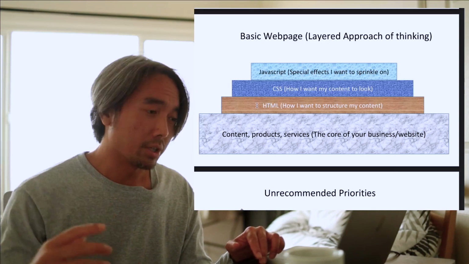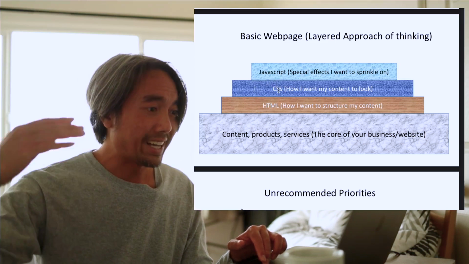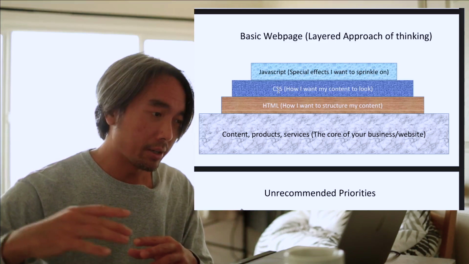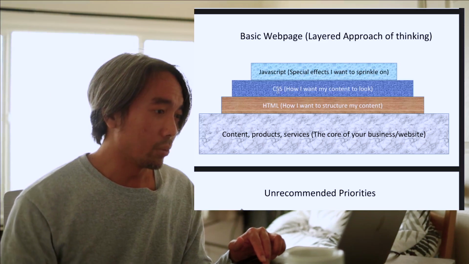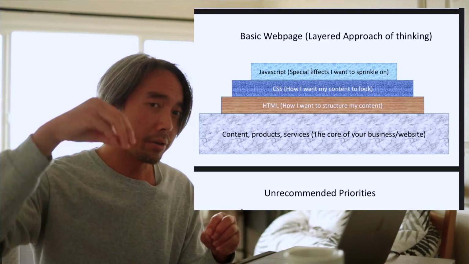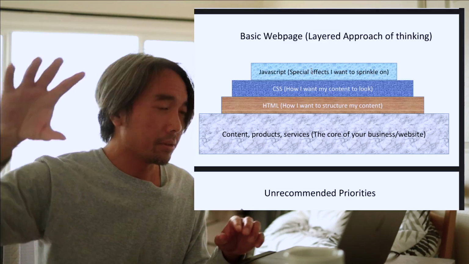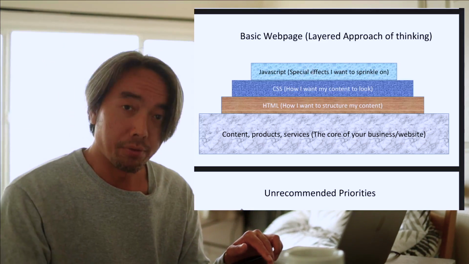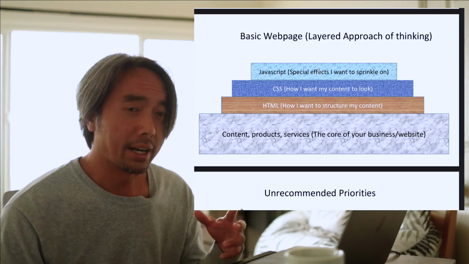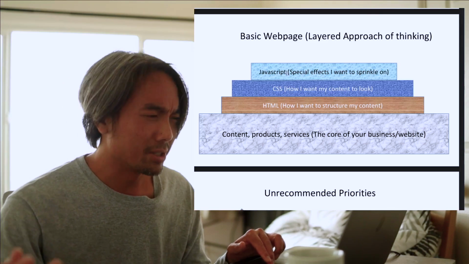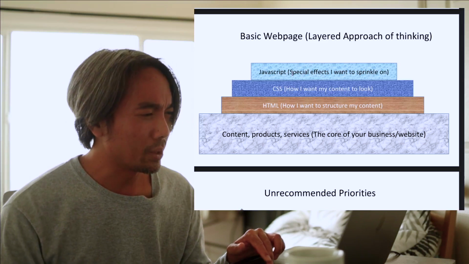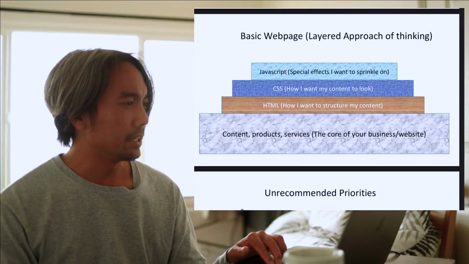Then after you structure your data, you put a layer of style on top. Let's say you put carpeting on your house now. You put a layer of style on your house or your website. And then finally, you sprinkle on the special effects or any kind of animations with JavaScript. JavaScript can do a lot of other things as well, but we won't get into that yet.